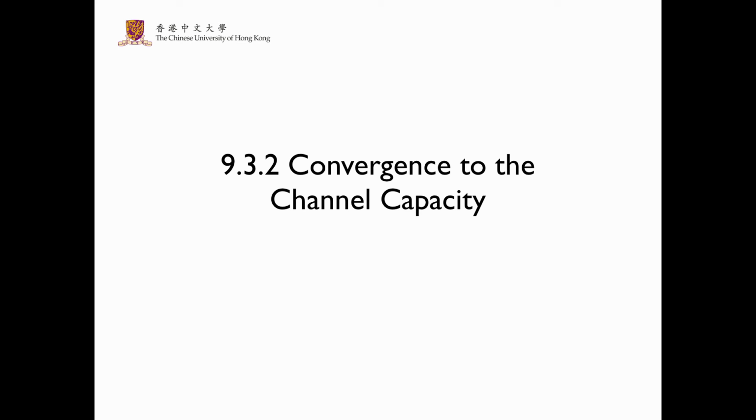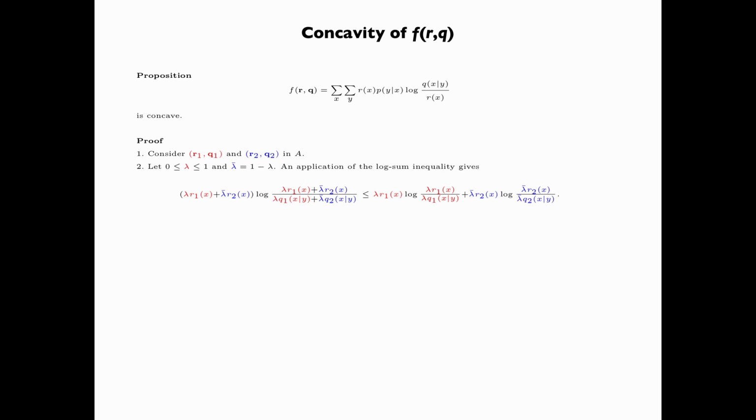In Section 9.3.2, we discuss convergence to the channel capacity. The only thing that remains to be shown is the concavity of the function f(R, Q). Consider a pair (R1, Q1) and a pair (R2, Q2) in the set A. Let lambda be between 0 and 1, and lambda bar be 1 minus lambda. An application of the log-sum inequality gives the following inequality, where this expression is a mixture of R1 and R2, and this expression is a mixture of Q1 and Q2.